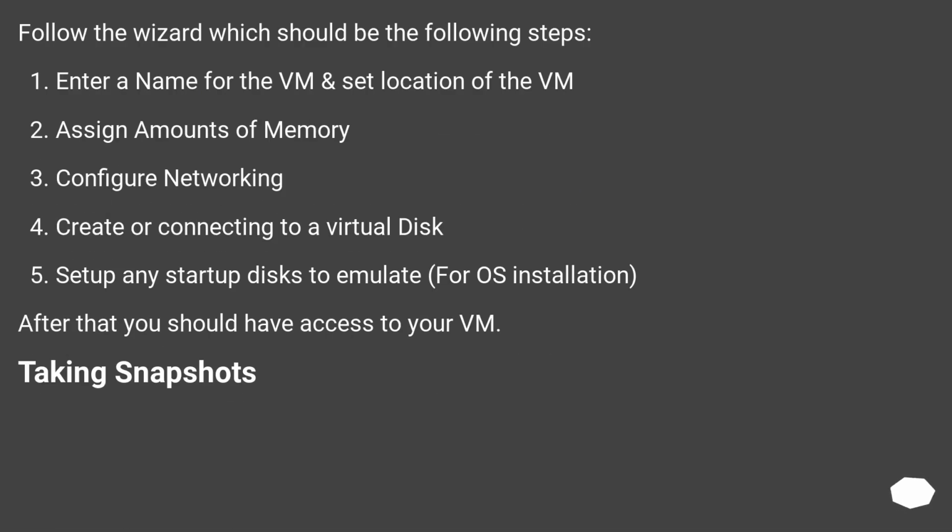Follow the wizard, which should be the following steps. Enter a name for the VM, set the location of the VM, assign amounts of memory, configure networking, create or connect to a virtual disk, and set up any startup disks to emulate for OS installation. After that you should have access to your VM.